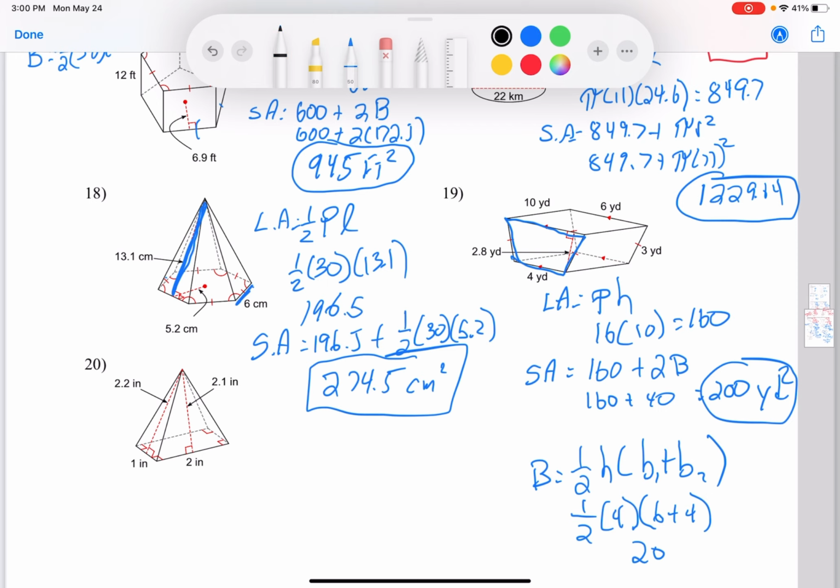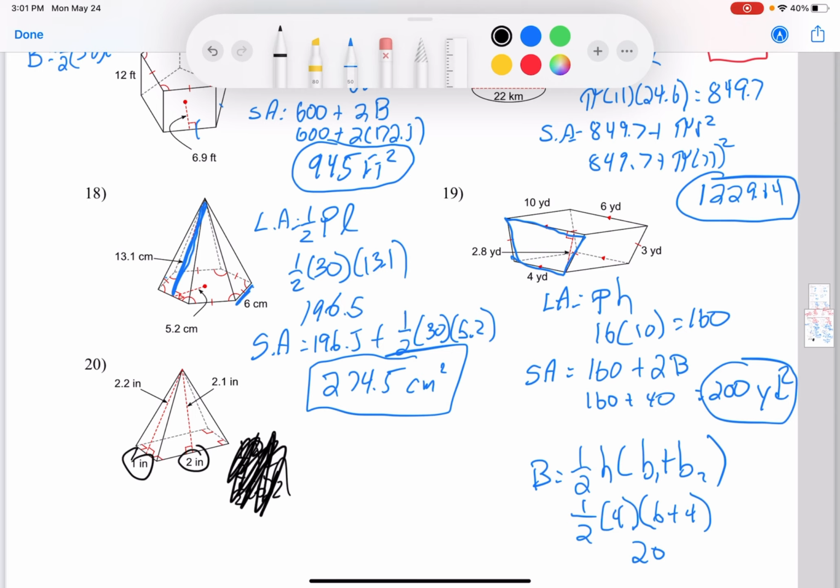And the last one, we've got a pyramid. So the surface area is going to be 1/2 of the perimeter times the slant height. So 2, 4, 5, 6. So 1/2 of 6 times 2. Actually, this one's a little bit different. It's not a regular pyramid. So the best way to find the lateral area and surface area of this one, because these are different, is to find the area of each side and then add them together.